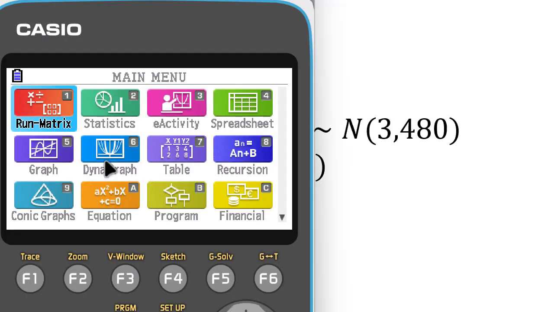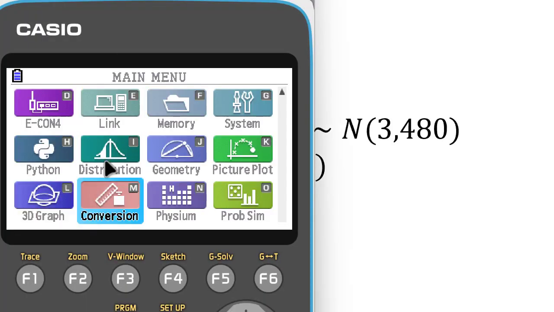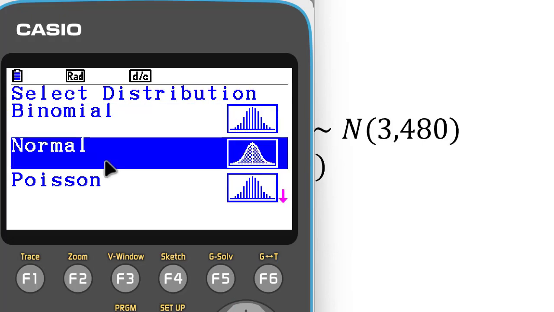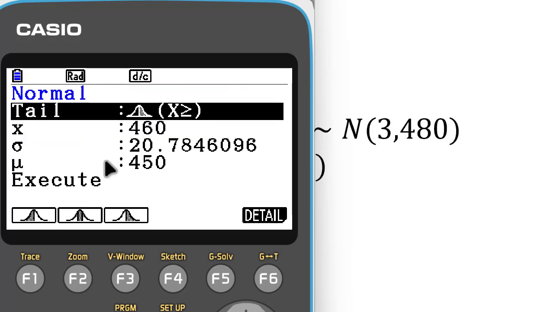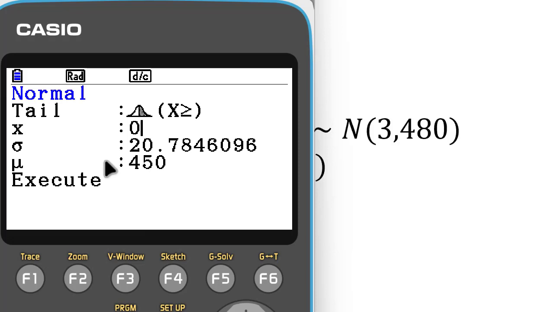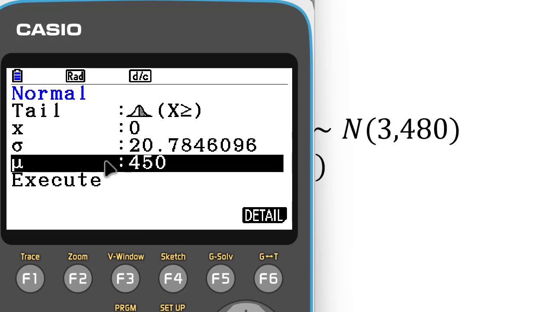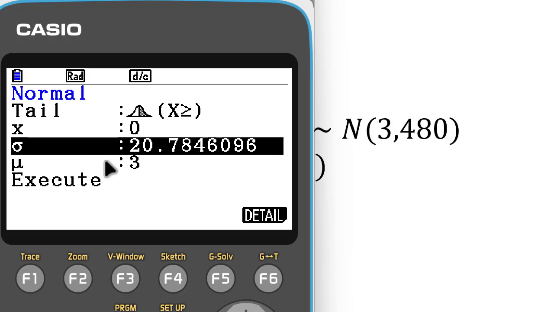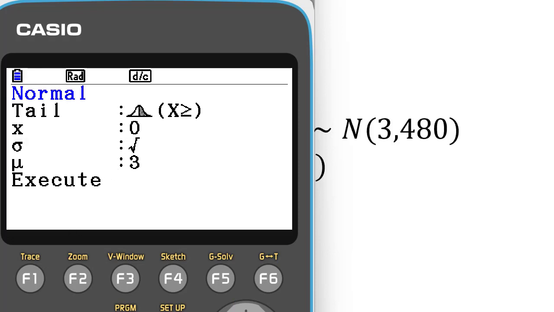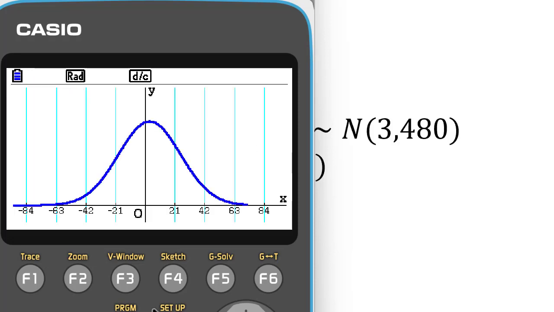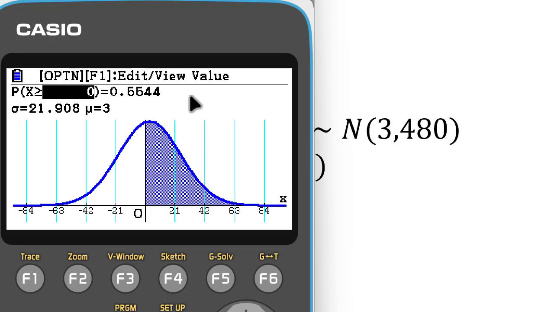So I go down to distributions. It's a normal distribution. I want greater than 0. So I've used a tail right. The mean is 3. And the standard deviation is the square root of the variance. And then just run that. What is the probability of this happening? 55.4%. Really nice.